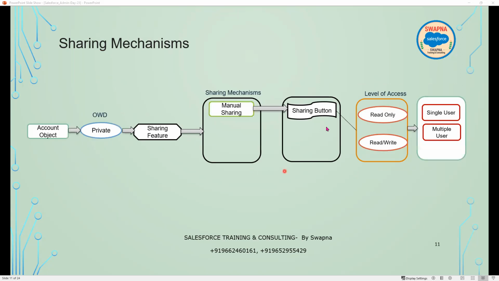Now, in the sharing concept, whenever we are sharing the record by using the button, so far we have seen sharing the record with a single user or multiple users. Now, if you have multiple users, more than 3 or 4 users, it is better to create a public group. Using the public group, you can share the records with multiple users.